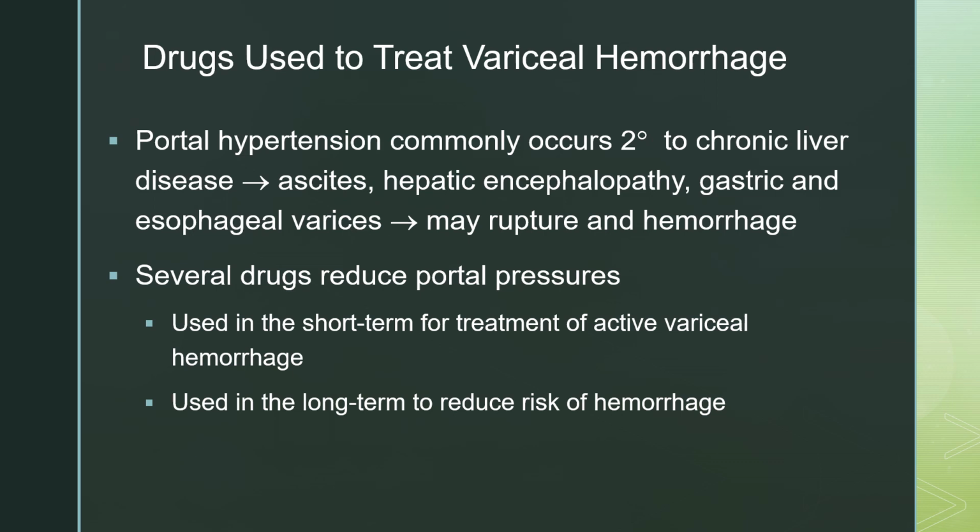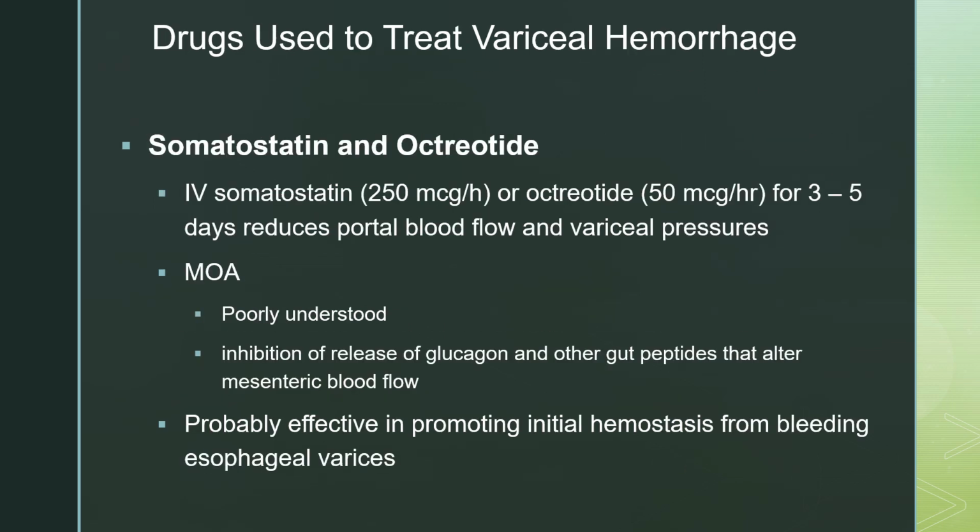Now, what are the drugs used to treat variceal hemorrhage? Portal hypertension usually occurs secondary to a chronic liver disease, which can manifest as ascites, hepatic encephalopathy, gastric and esophageal varices, which may rupture and cause hemorrhage. So there are several drugs to reduce portal pressures to prevent rupture and hemorrhage. These are used in the short term for the treatment of active variceal hemorrhage, or even used long term to reduce the risk of hemorrhage.